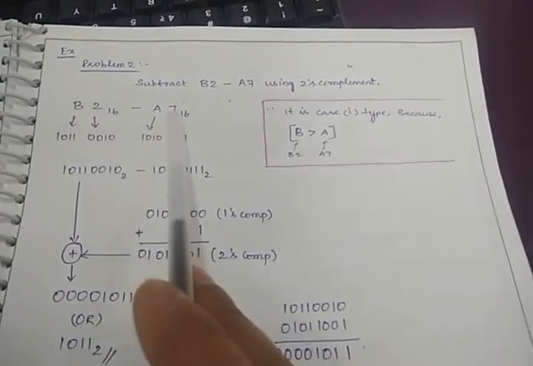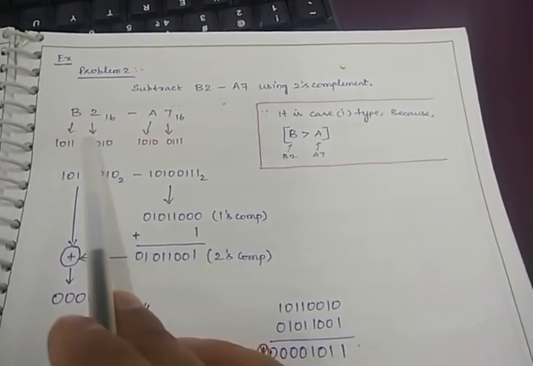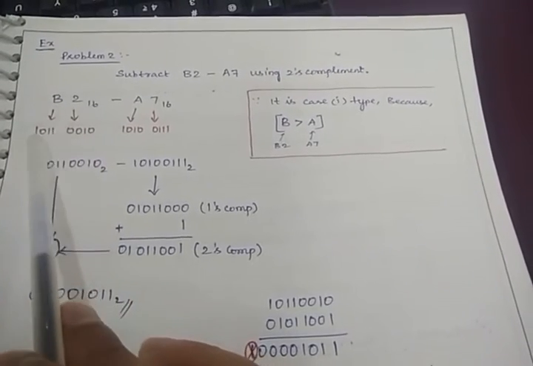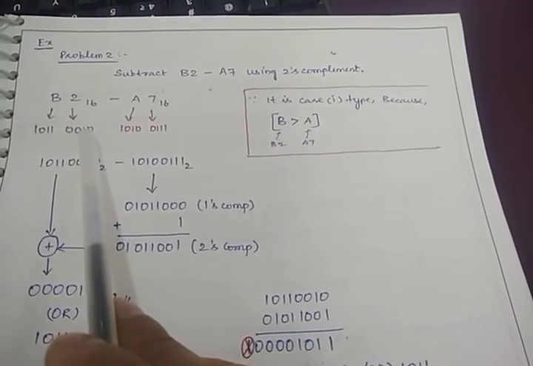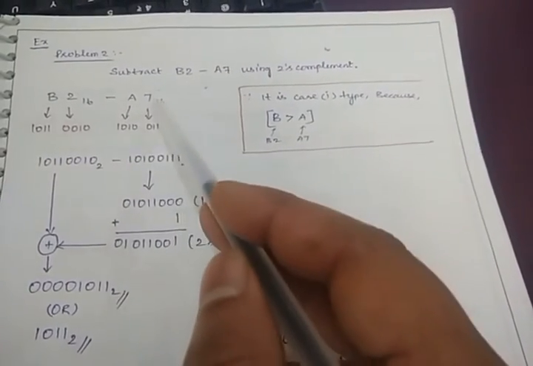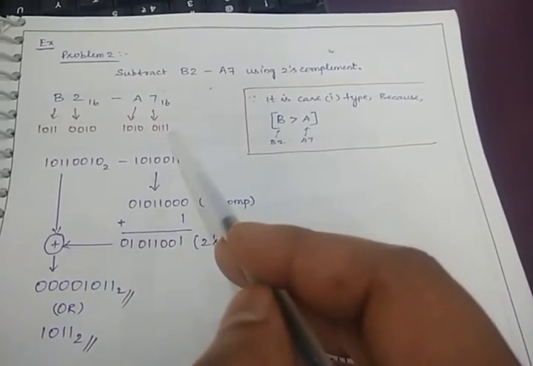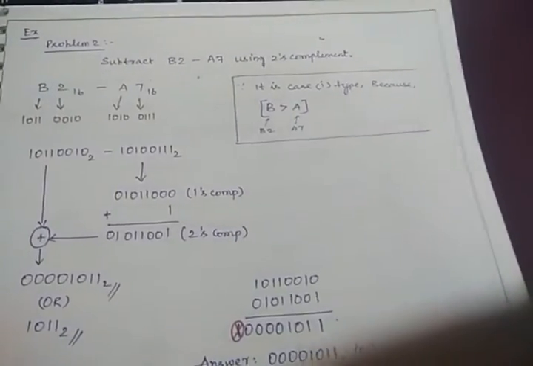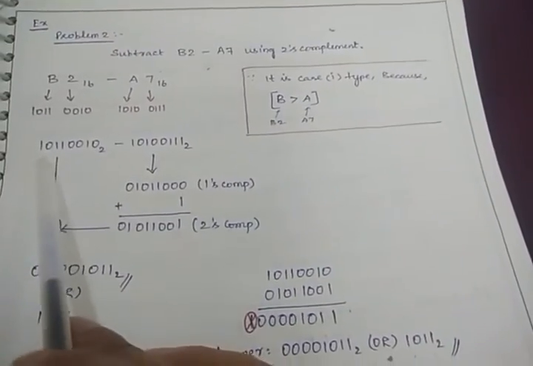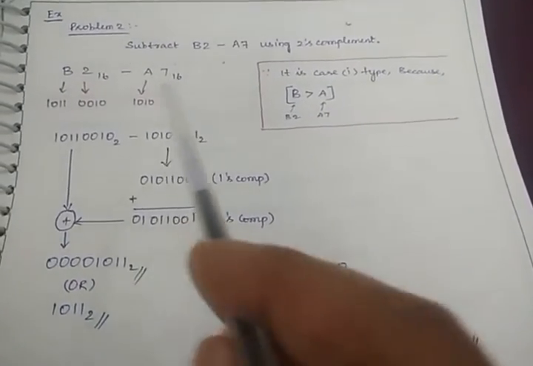So B2 minus A7. We can easily convert this hexadecimal into binary by using the 8421 method. So B means 1011, 2 means 0010. For A it is 1010. For 7 it is 0111. Right? So this is the binary equivalent of B2, and this is the binary equivalent of A7.